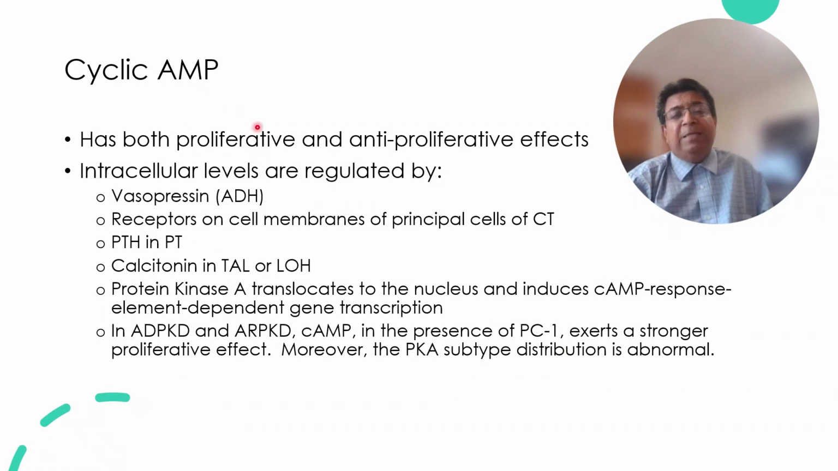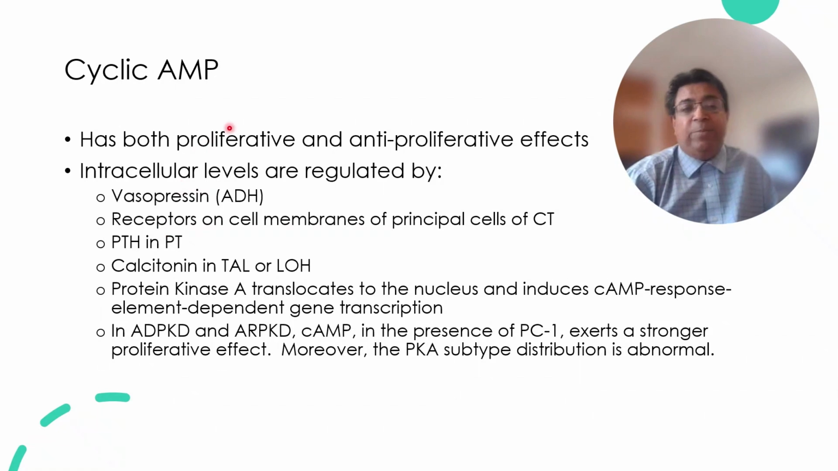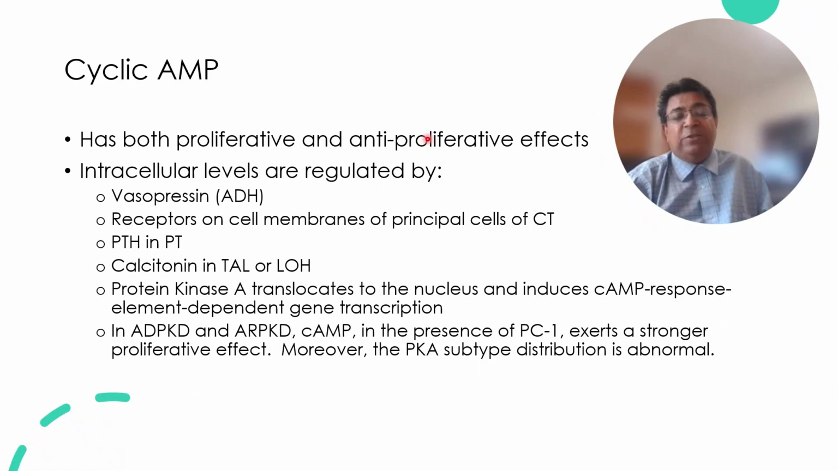So cyclic AMP has both proliferative and anti-proliferative effects. And there are many factors that regulate this. We'll talk about vasopressin, and that's the one that currently is playing a major role in terms of pharmacological interventions. And then, of course, receptors on cell membranes of the principal cells of the collecting tubule, the PTH, calcitonin, protein kinase A. These are all other factors that modulate the proliferative and antiproliferative effects of cyclic AMP.